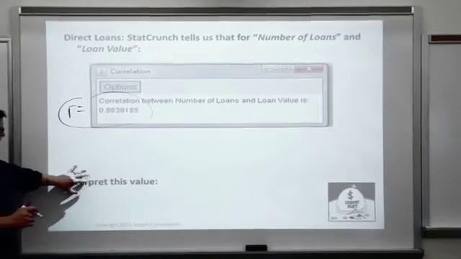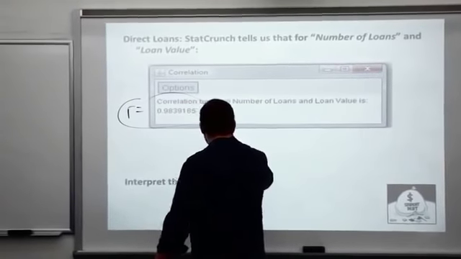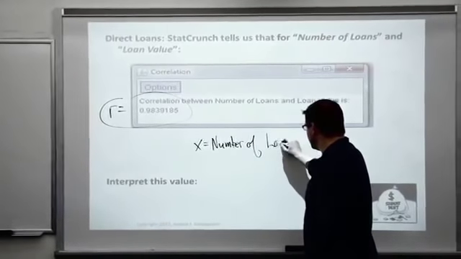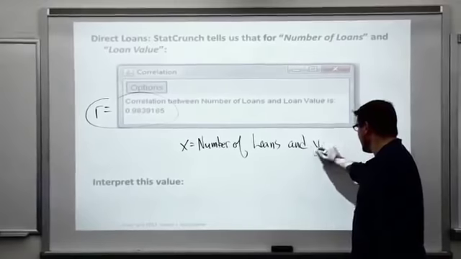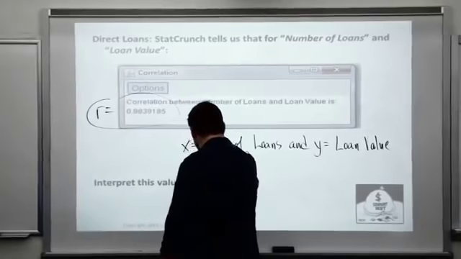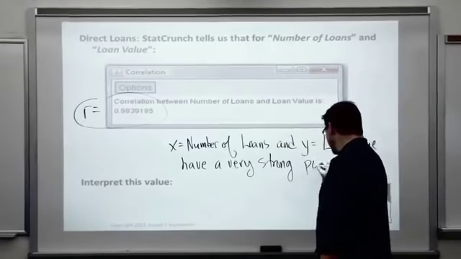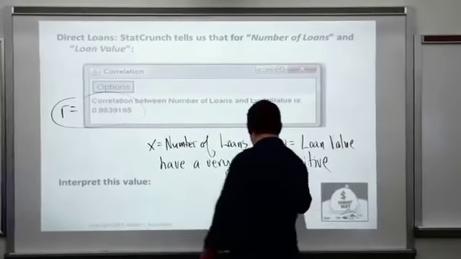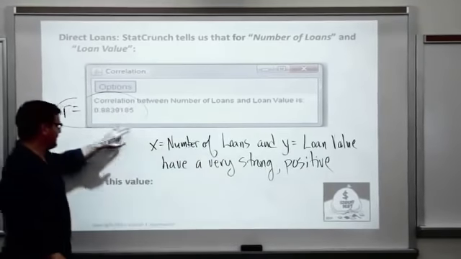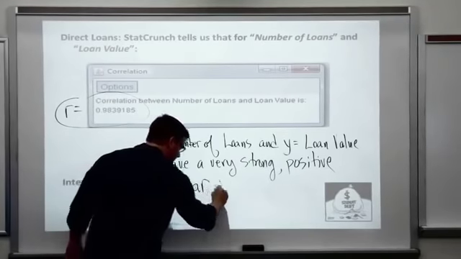It says to interpret this value. The variables, so what are the variables? X equals number of loans, and Y equals loan value. They have a very strong positive, very strong from the number, positive from the number, because this is a positive linear relationship.